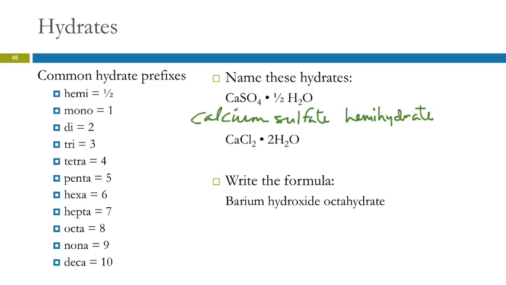What would this one be then? Calcium. Does it need a Roman numeral? Yes. No. Group 2A. Okay. Group 1A, 2A, 3A, zinc, and silver. No Roman numeral, because we know what its charge is. So just calcium, chloride, and then what's the rest of it? Dihydrate. So 2 hydrates.